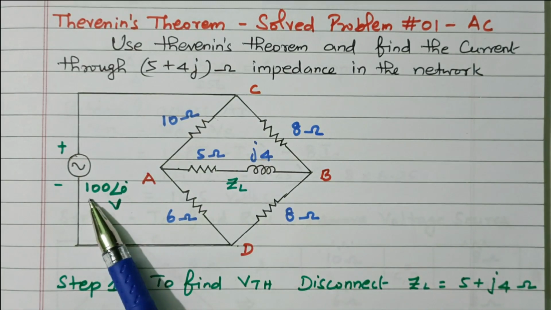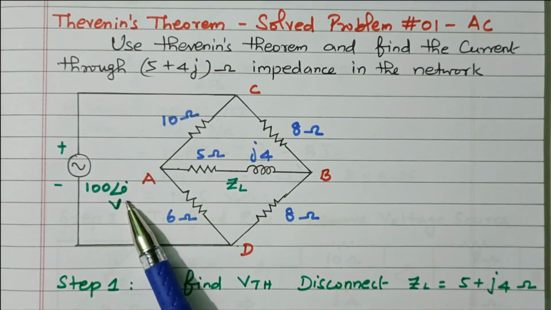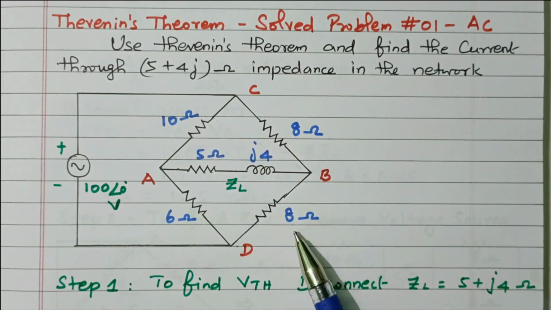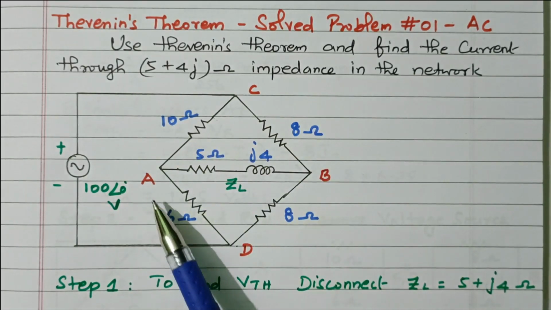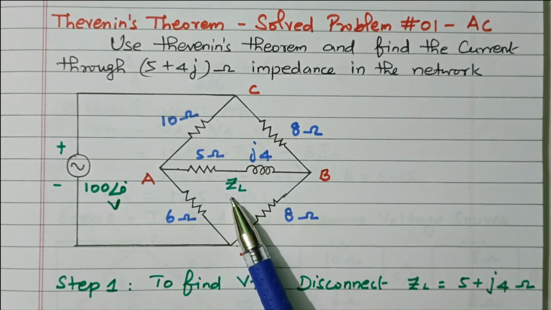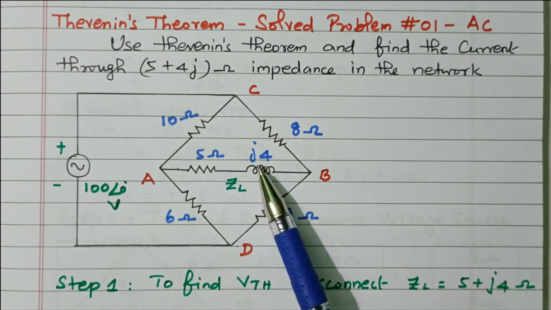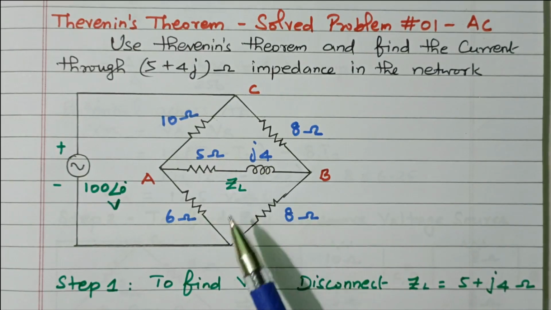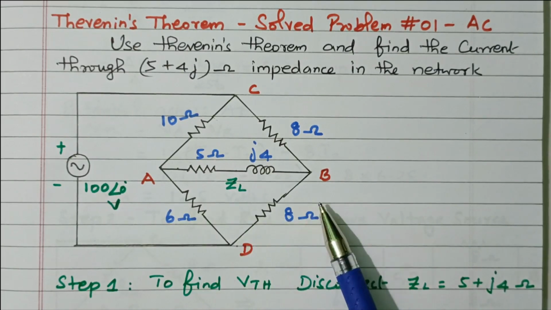The voltage source is an AC voltage source, 100 volts with 0 degree. This is 10 ohm, 8 ohm, 8 ohm and 6 ohm. The terminal AB is called the load terminal. This load impedance is 5 ohm and j4, a resistor and inductor connected, 5 plus j4. So this is the terminal AB.